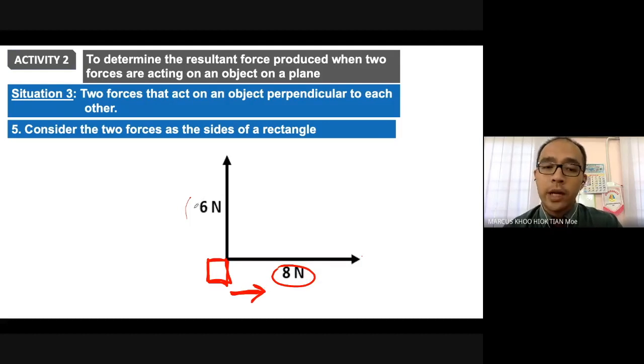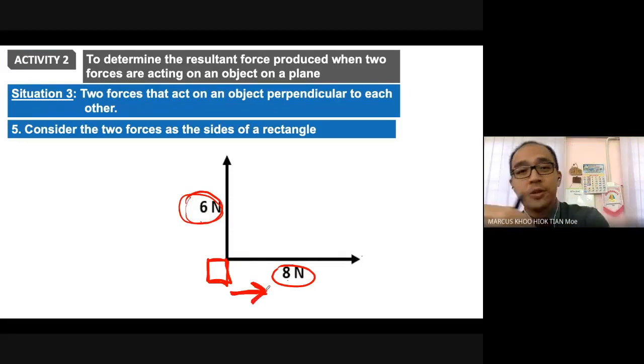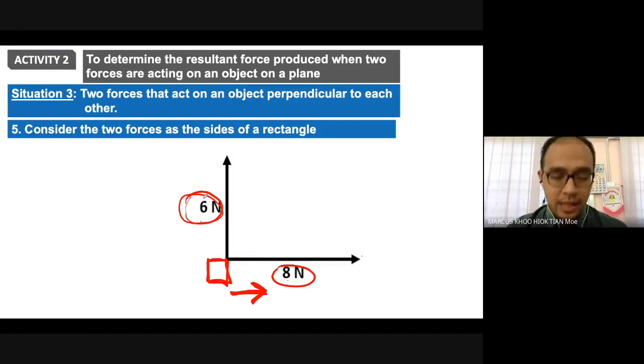But we cannot forget that there is somebody pulling with these 6 newtons. Betul, dia masih kuat lah. Okay, tapi because there is a force upwards, do you think that this box is really going to go betul-betul to the right kah? What do you think? Is it really just going to go to the right and then this 6 newtons tiada effect langsung lah? Dia tidak akan pergi ke atas langsung. Do you think that's going to happen?